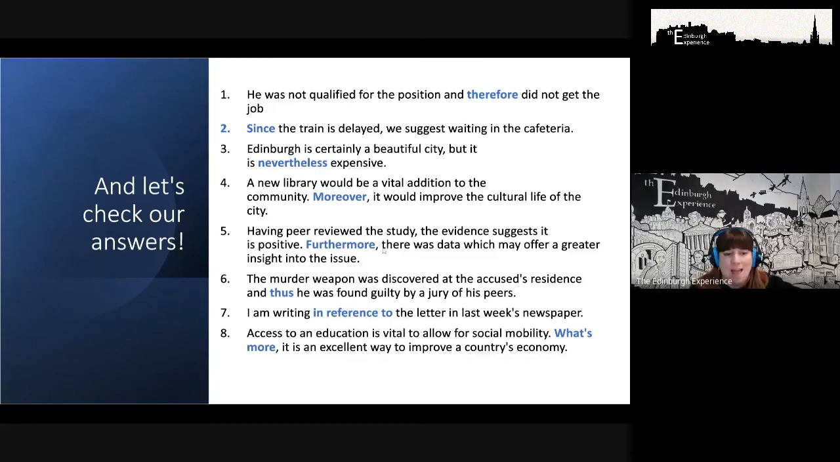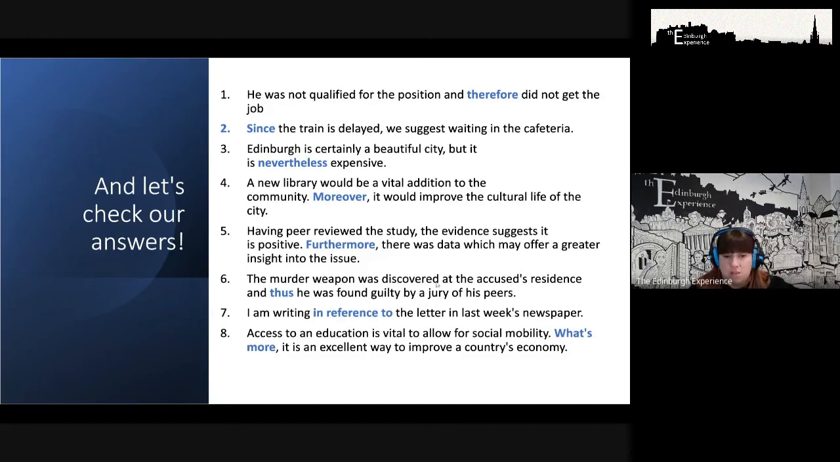Yeah. Having peer reviewed the study, the evidence suggests it is positive. Furthermore, there was data which may offer a greater insight into the issue. So this is a good choice for number 5 because of the very academic tone of the example sentence, but you could also have used moreover or what's more in there, okay?